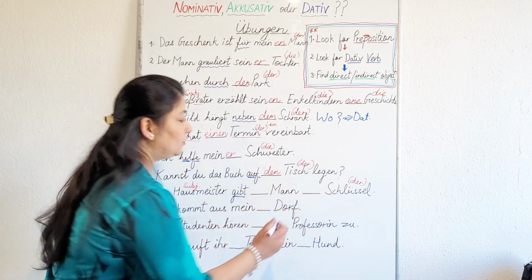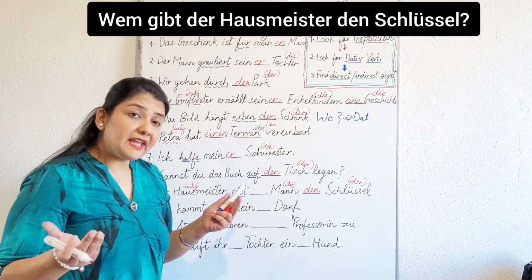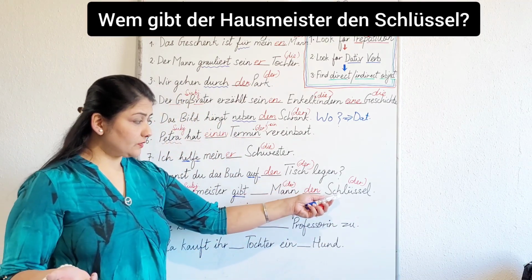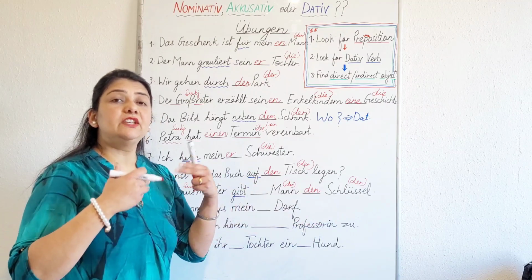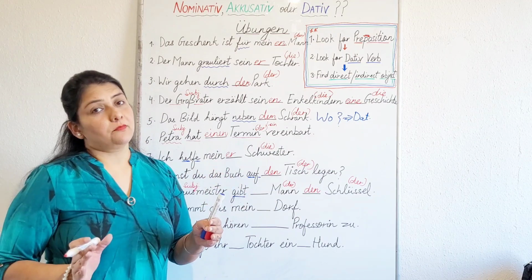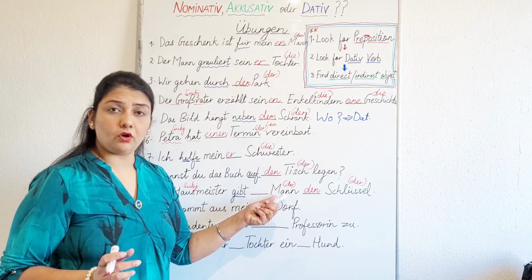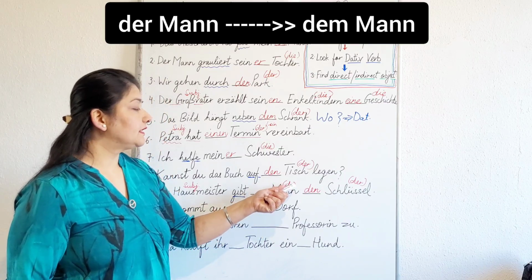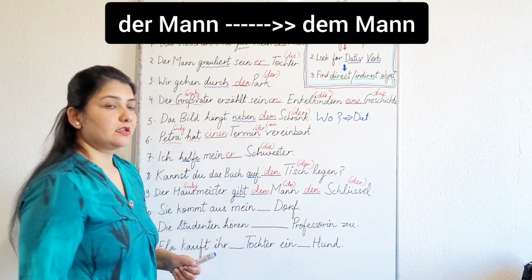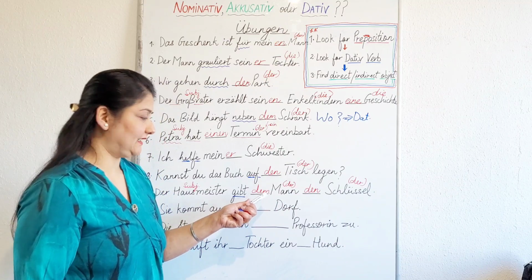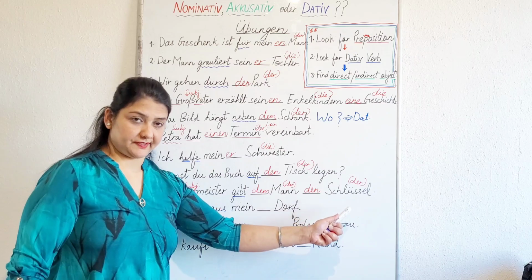So der wird zu den Schlüssel. Ja? Und wem gibt der Hausmeister den Schlüssel? So to whom is the caretaker giving the key? The indirect object here is der Mann. And the indirect object is almost always in dative case. So here, der Mann wird zu dem Mann. Also, hier ist das im Dativ. Der Hausmeister gibt dem Mann den Schlüssel.